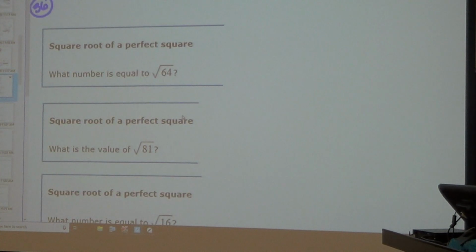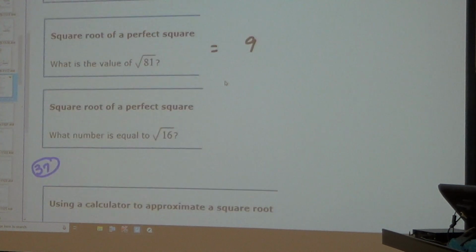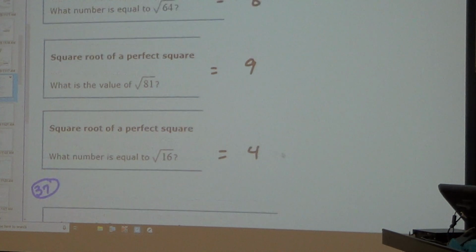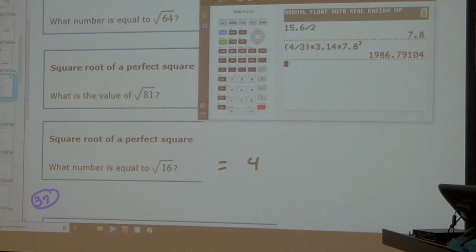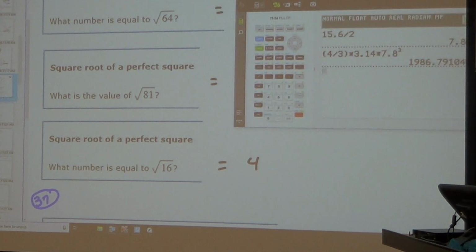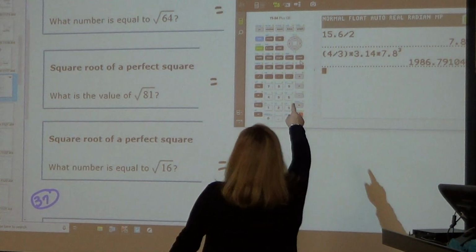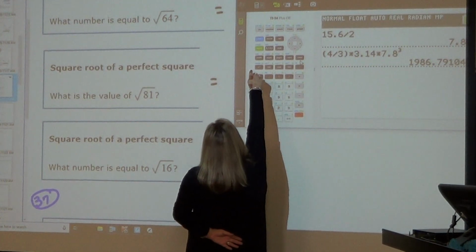Square roots. Do we know what square roots are? Yeah. What's the square root of 64? 8. What's the square root of 81? What's the square root of 16? 4. Okay? If you don't know square roots, that just means what number times itself gives you the number in the house. Your calculator has a square root button. Your square root button is right above the squared button. So my square root button is right here.